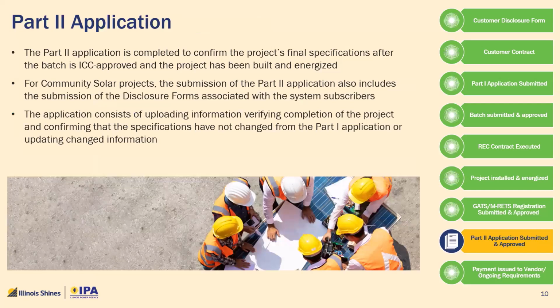Next is the Part 2 application. This is completed to confirm the project's final specifications after the project is ICC approved and it has been built and energized. For community solar, this consists of submitting disclosure forms as well as demonstrating subscriber levels.